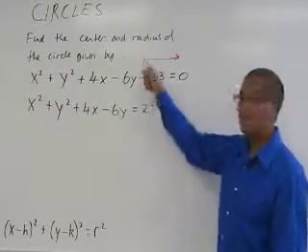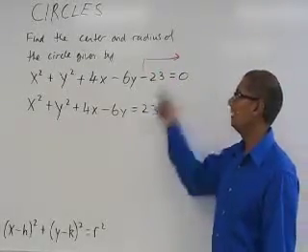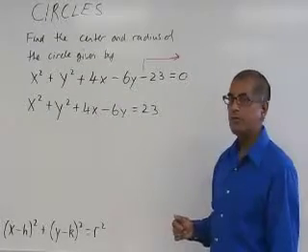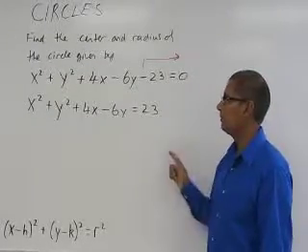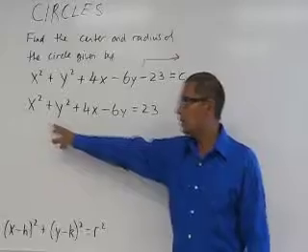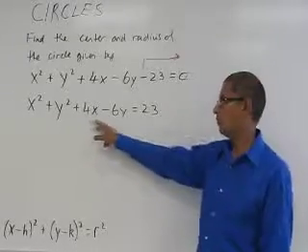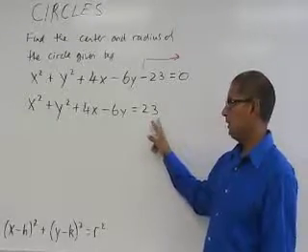So the first thing I've indicated here is to move the 23 over to the other side. Move that constant over. So we add 23 to both sides. We end up with x squared plus y squared plus 4x minus 6y equals 23.